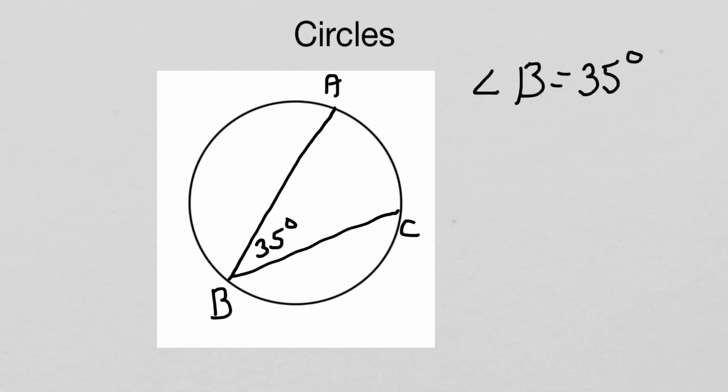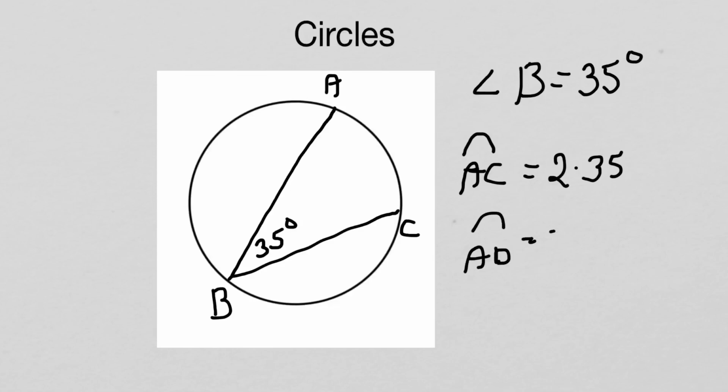We have here an inscribed angle, angle ABC. Just for purposes of this, I just put this as angle B. It's 35 degrees. I want to know what the arc is of AC. The arc associated with an inscribed angle is always 2 times the degrees of the angle. So this equals 2 times 35. So arc AC equals 70 degrees.